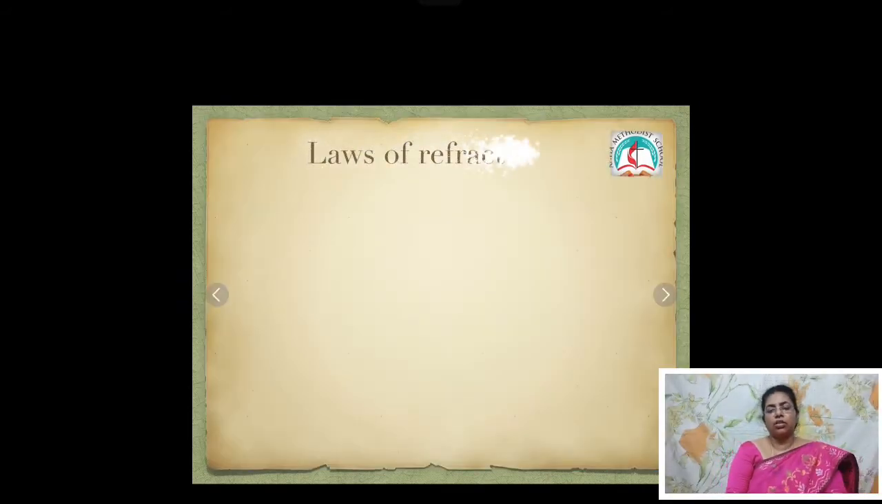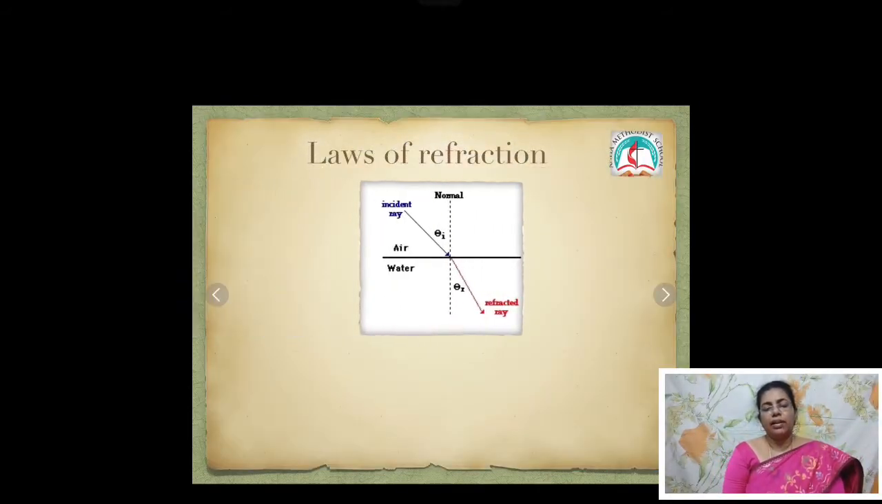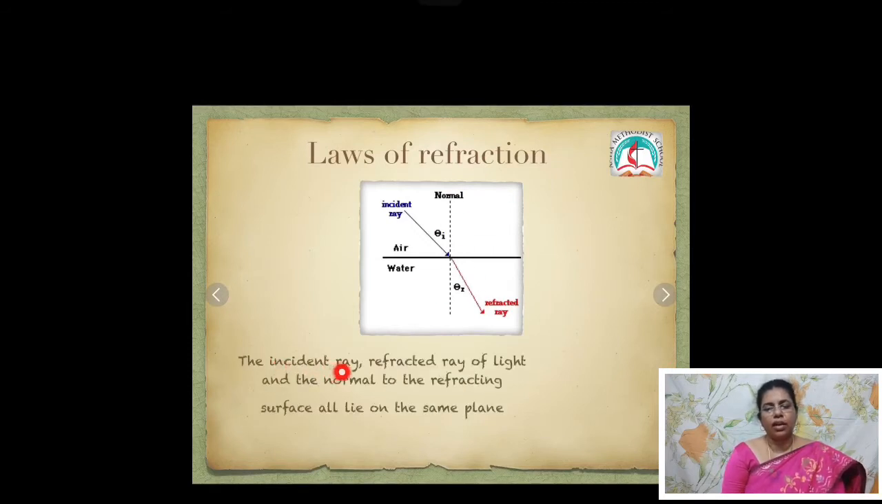Let's see the laws of refraction. When light travels from one medium to the other medium, the light gets refracted. So the incident ray, the normal at the point of incidence and the refracted ray, they all lie on the same plane.